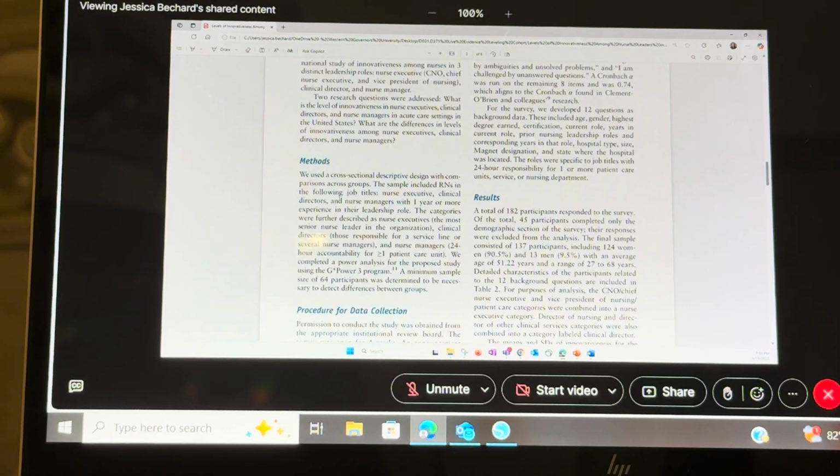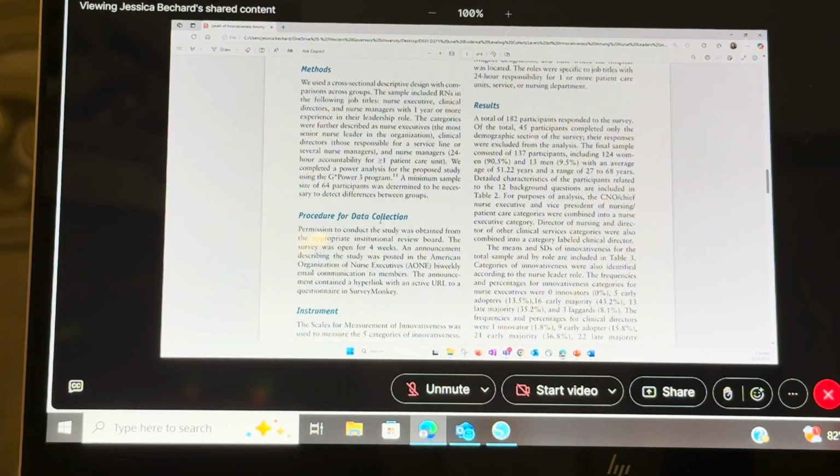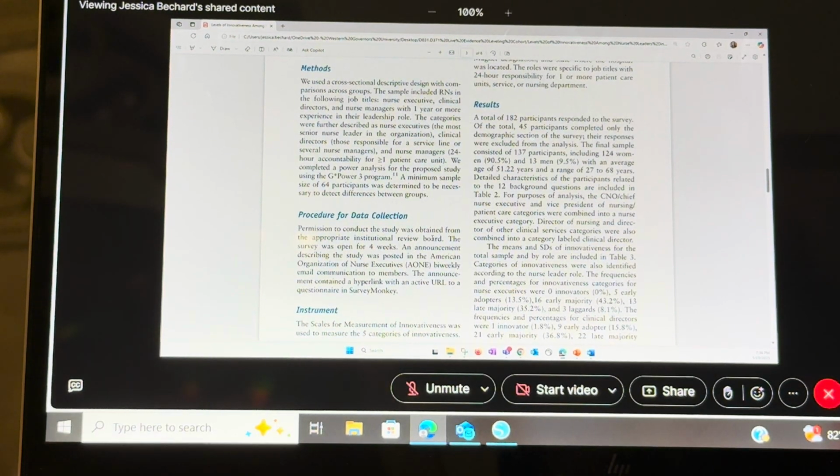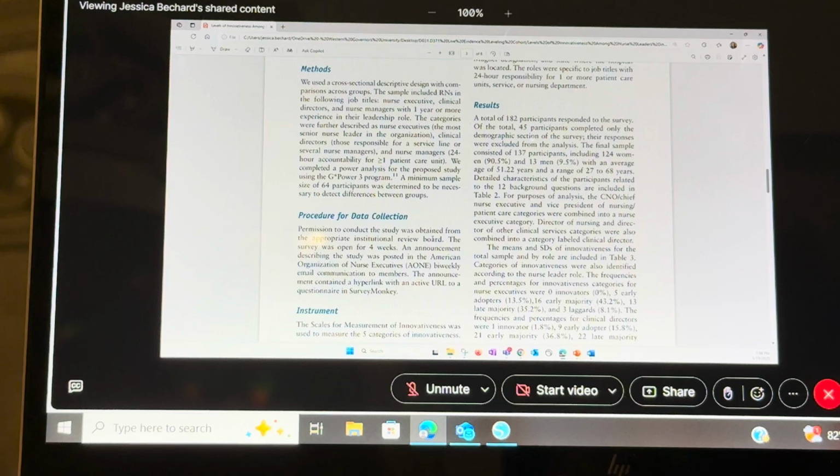We have this method section starting out. Procedure for data collection. Permission to conduct the study was obtained from the appropriate institutional review board. Okay, so we have IRB. So then, do we say this is research? Yes, perfect. Now, what's our next question? Is it a single study or some type of review? So how would we answer that?